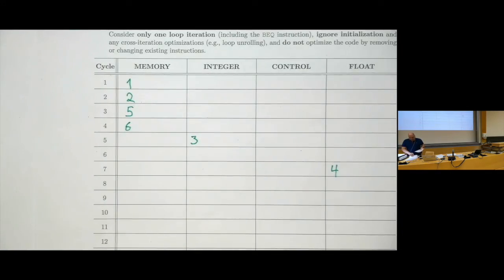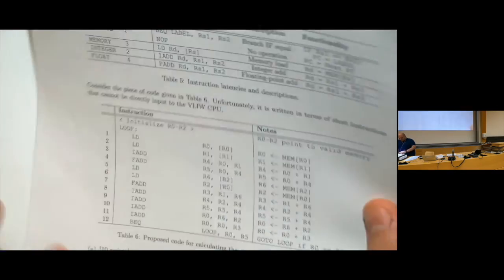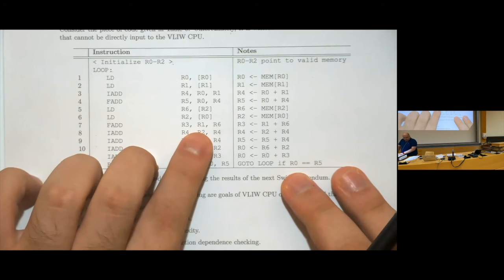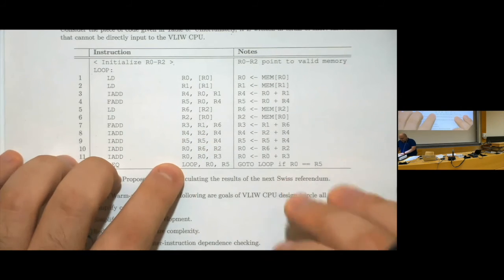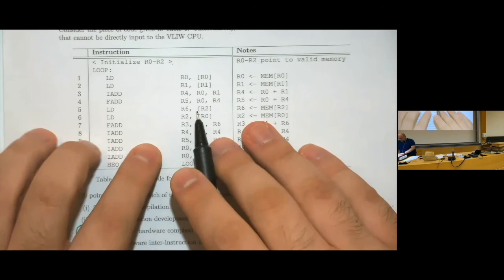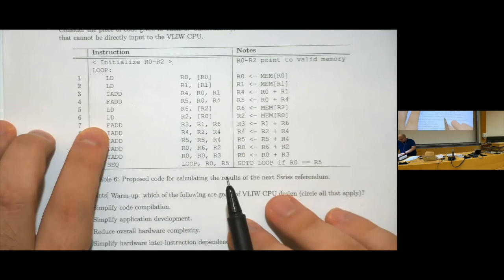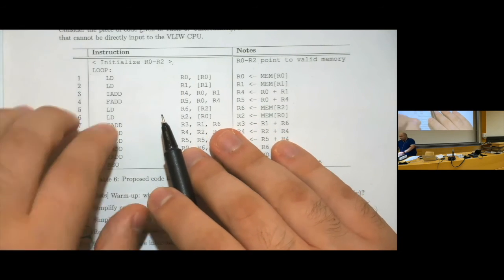Great. Now we have a bunch of arithmetic operations that we want to take care of. We have a floating point add here. This one requires the values in R1 and R6. Let's see. R6 was last modified by this load here, and R1 by this load here. So essentially, we look at the latest load.